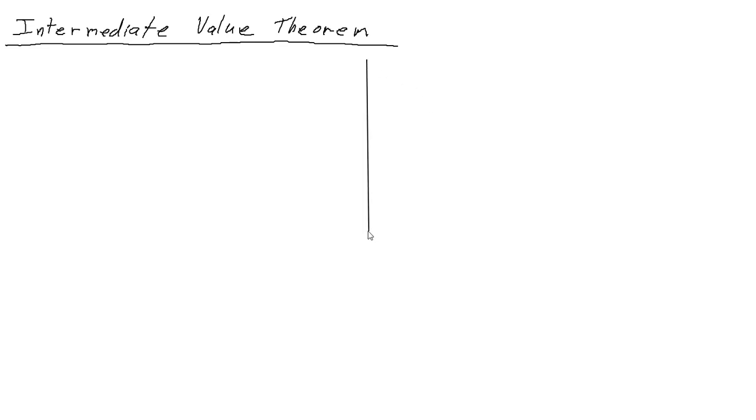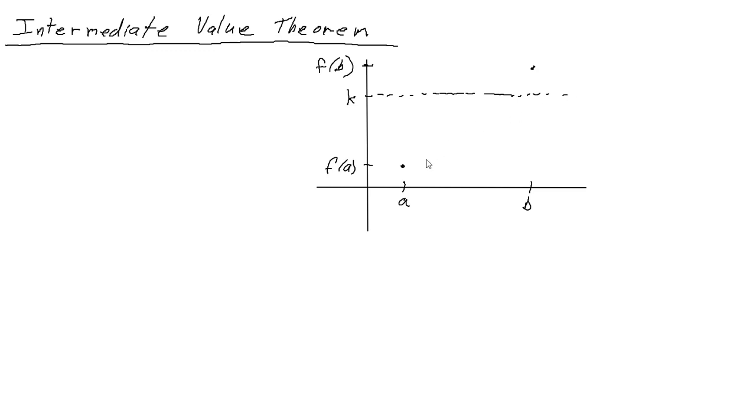Let's look at this graphically. Say we have some interval a to b, and we'll say that this point here is our a, f of a, and then up here we have a point b, f of b. Okay, so if we have some value k in between f of a and f of b, now if this function is continuous on the interval a to b, do you see that it would have to cross the y value of k somewhere, right?